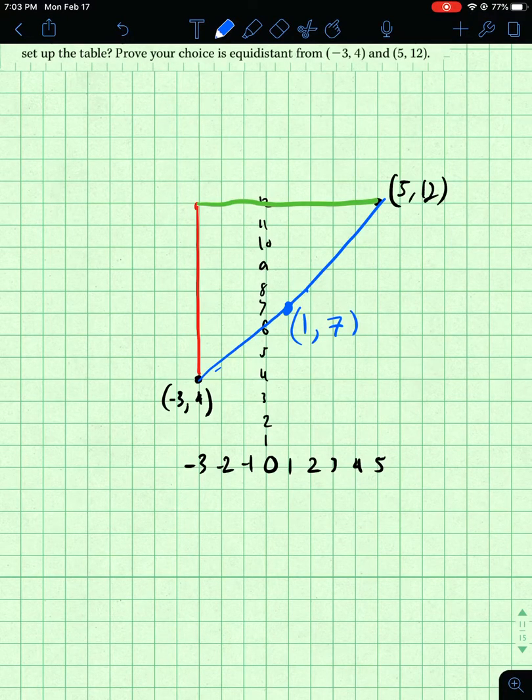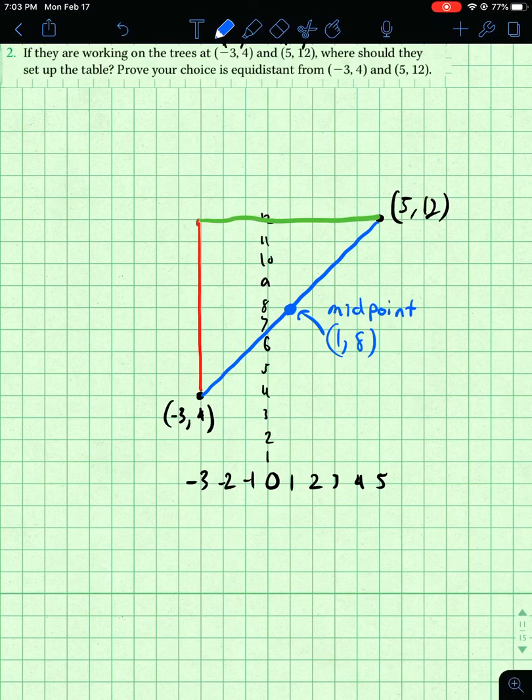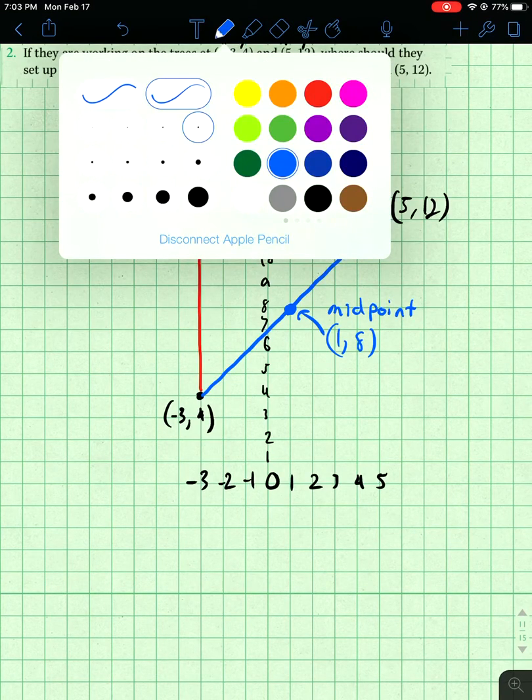That seems a little off. Let me try drawing it again, being more precise. 5, 12, -3, 4. Yep. So one more time, drawing the hypotenuse of my right triangle. Maybe I'll use my phone. So I have a straight edge on my tablet. Now I draw this in. That looks more precise. Yep. That looks better. 1, 8 should be our midpoint. So there's another lesson in precision. I should just use a straight edge from the very beginning.